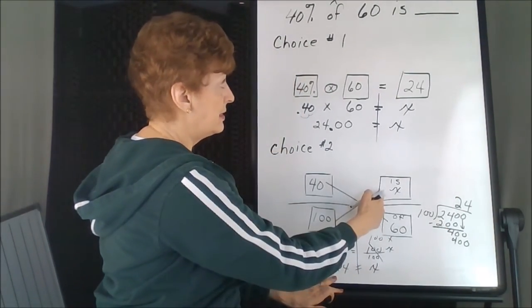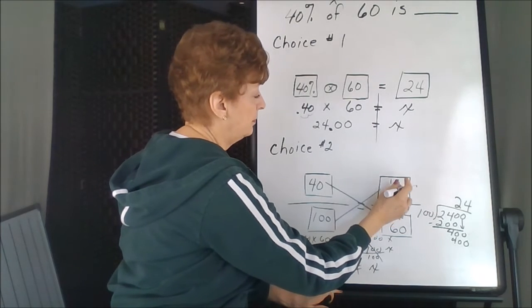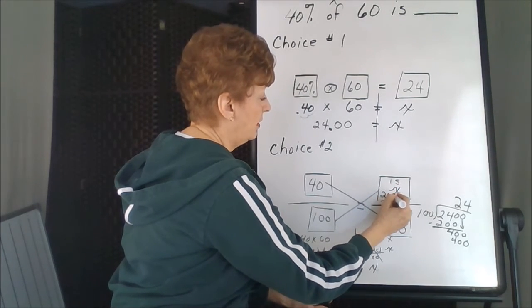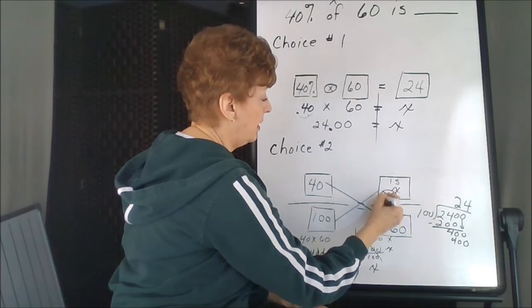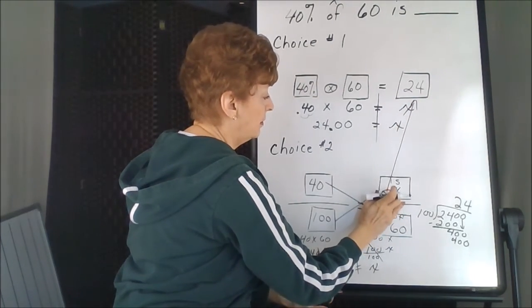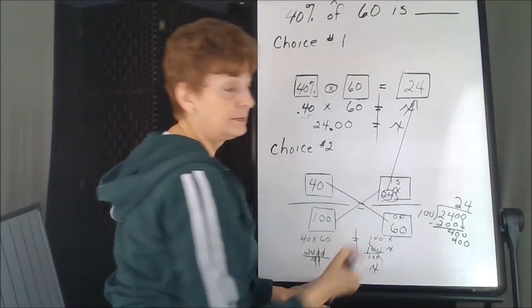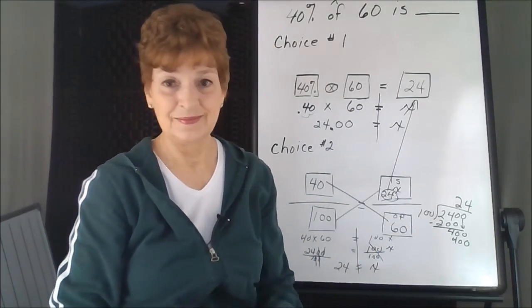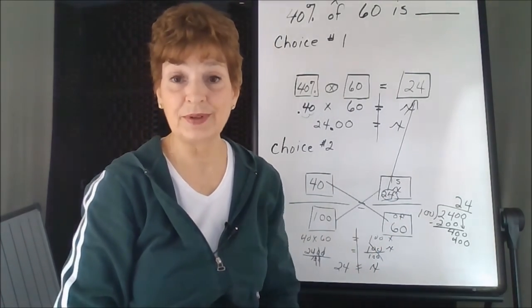24 is the is number. Okay, I'll put it over here. 24, and we have exactly what we did in this box. Let's do a few more examples of these.